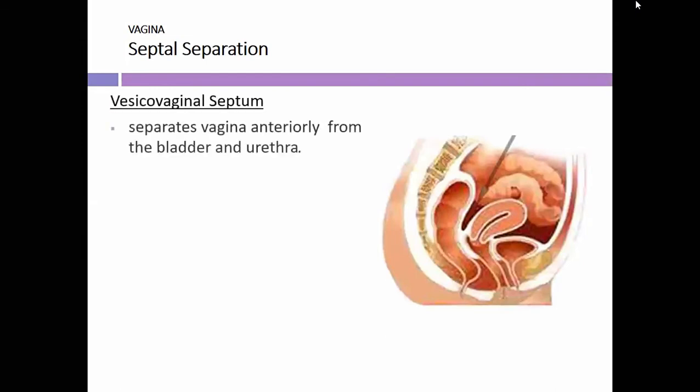Now, the vagina is separated through a septum from the bladder, the vesicovaginal septum.